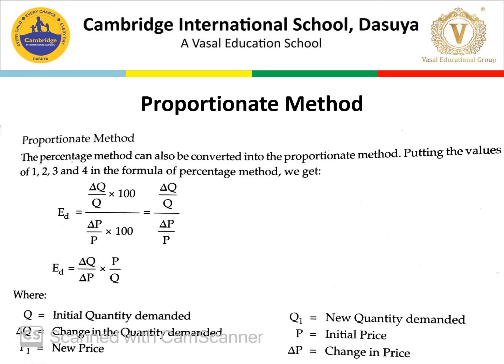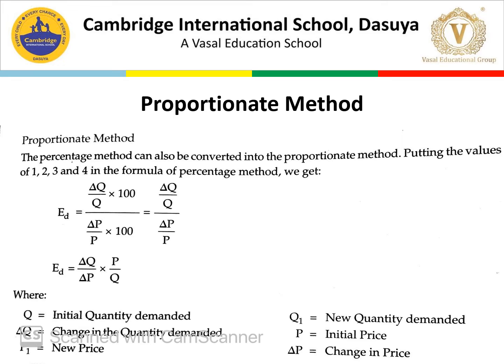So next, the further formula: change in Q over change in P over P. Fine. So the last formula derived from this is ED is equal to change in Q over change in P into P over Q. So that is the formula which we have to apply. This is the most important formula when we have to find out the value with the proportionate method.